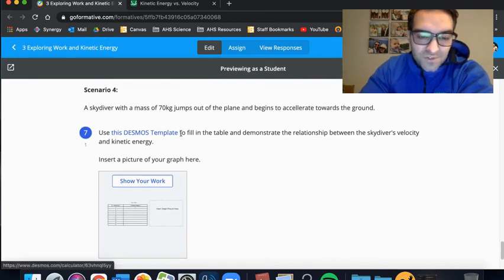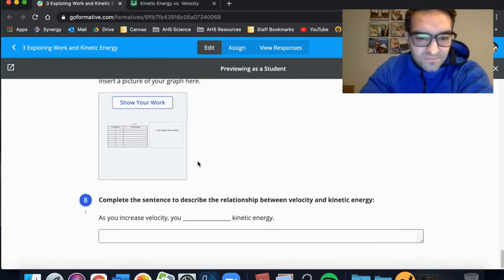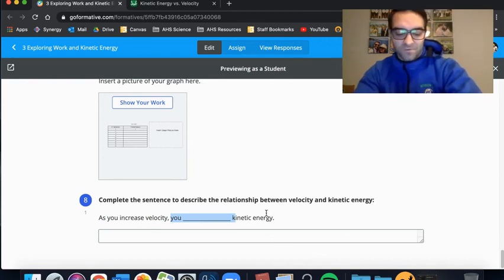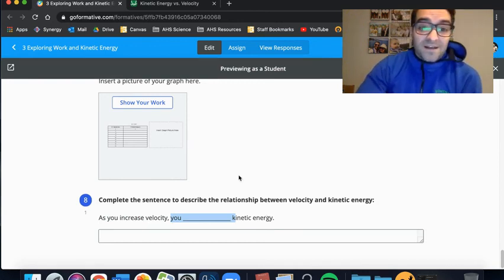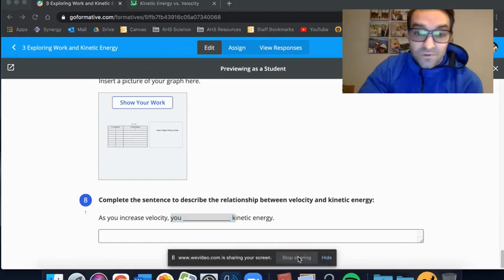This Desmos will make that job hopefully very quick for you, instead of having to enter it in your own calculator. And then complete the sentence: as you increase velocity, you blank kinetic energy. Find the word that's going to fill that in for you. So that is our activity, again exploring the relationship between work and kinetic energy. Let me know if you have questions, and thank you for all your hard work.